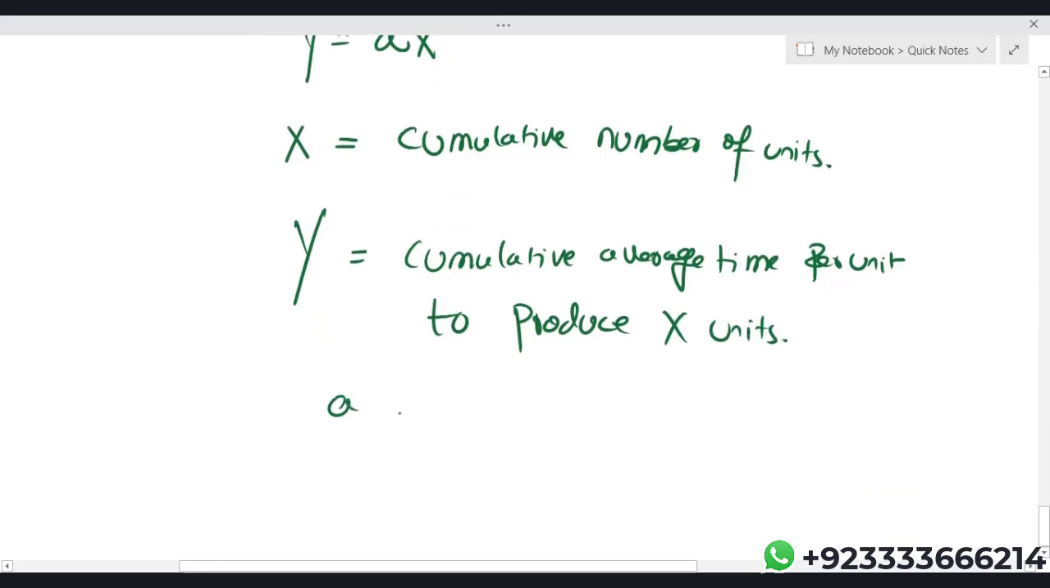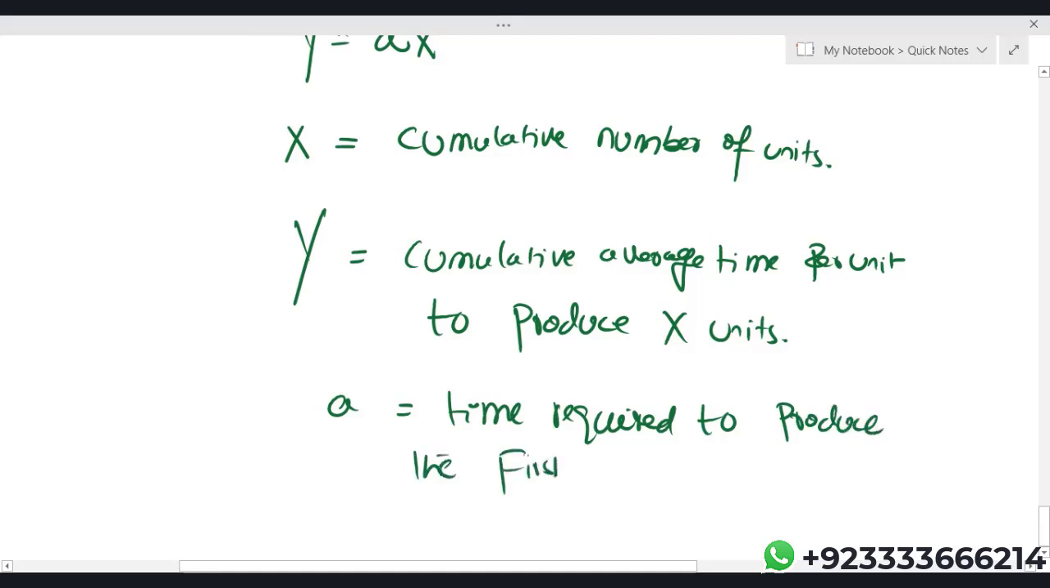Small a is the time required to produce the first unit of output.